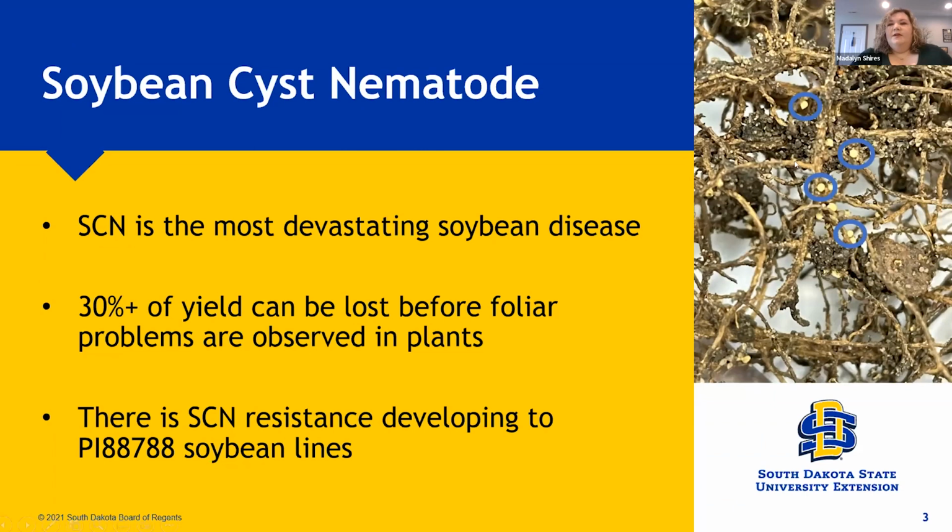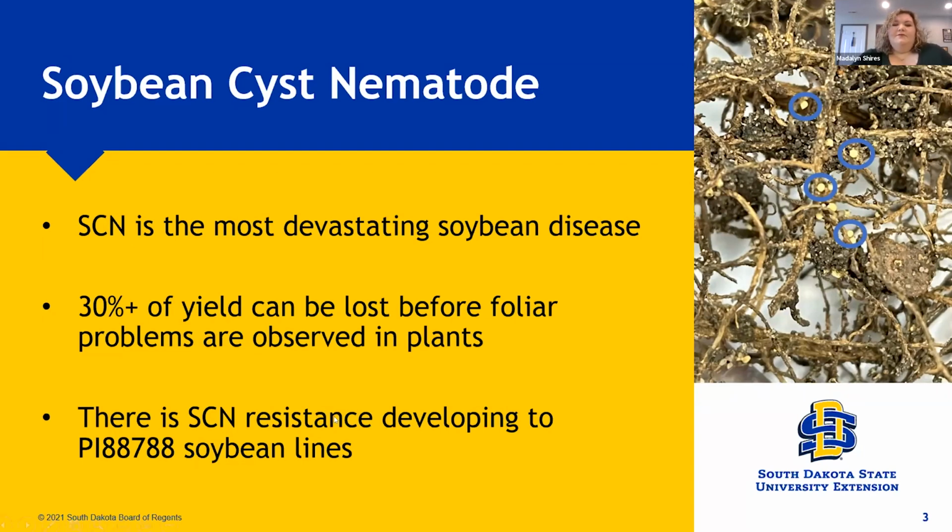Soybean cyst nematode, also called SCN, which is what many of you probably know it as. It's the most devastating soybean disease. Up to 30+% of your yield can be lost before you are ever able to see foliar symptoms in your plants.